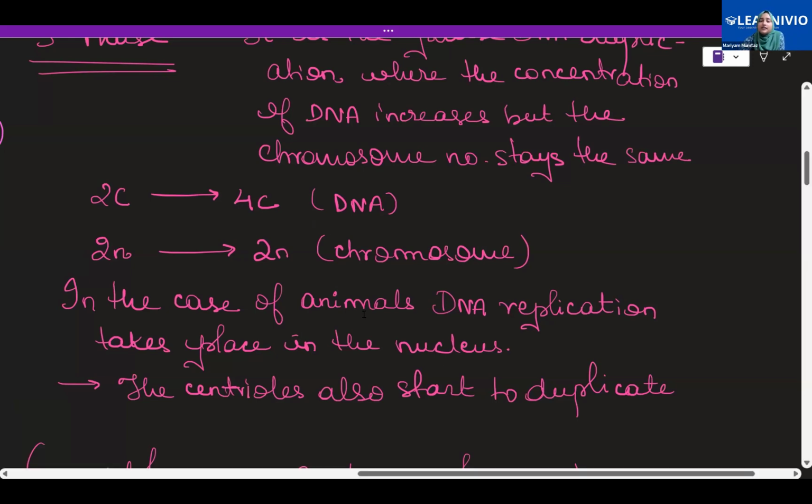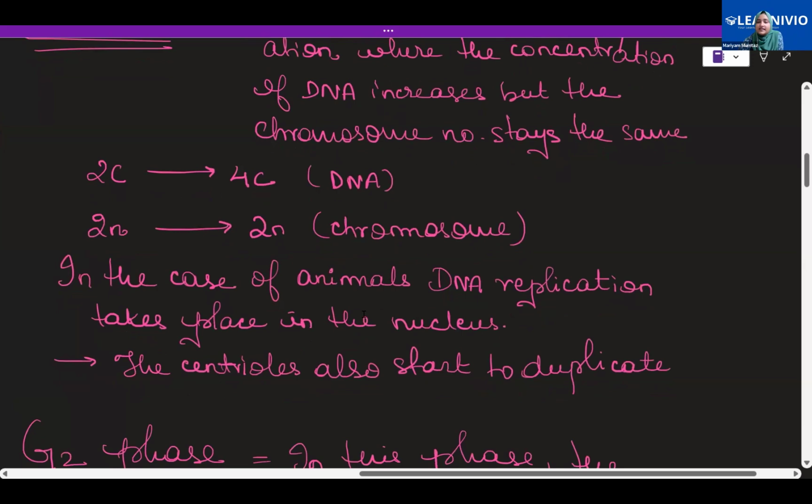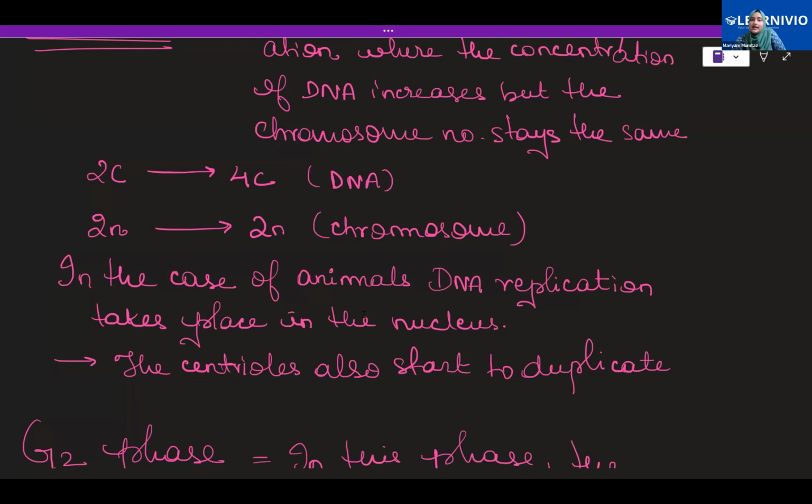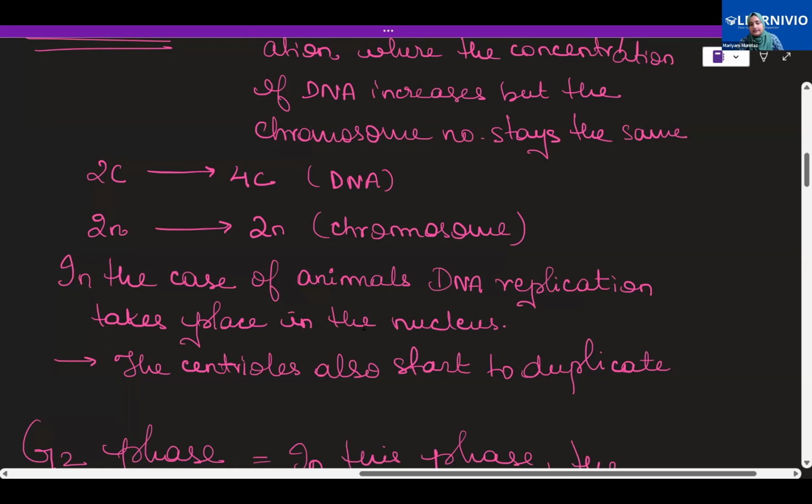So in the case of animals, DNA replication takes place inside the nucleus, obviously, because that's where the DNA is present. And during this time of the S phase, you people remember centrioles from the cell chapter? So those centrioles, they are present in the cytoplasm only in the animals. So they also start to duplicate. Like everything in the cell makes a copy so that it would be distributed equally amongst the daughter cells.